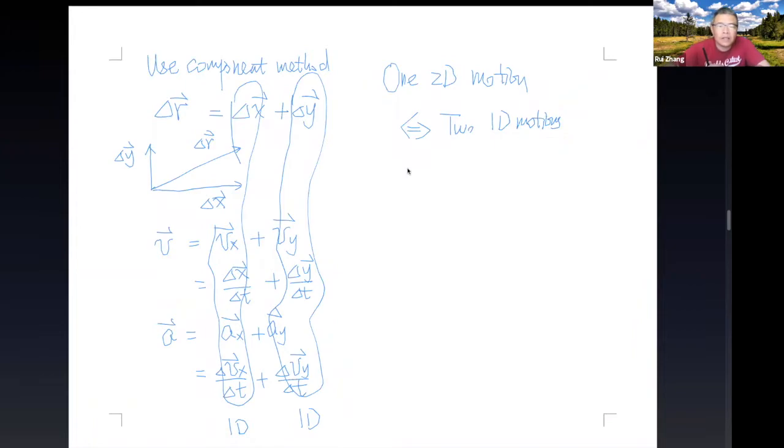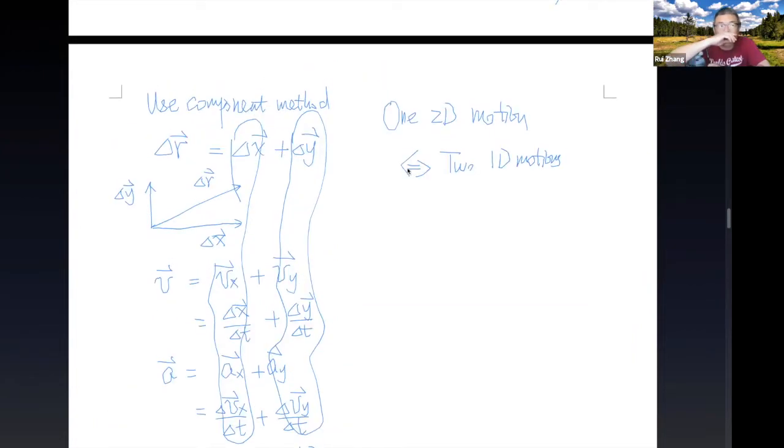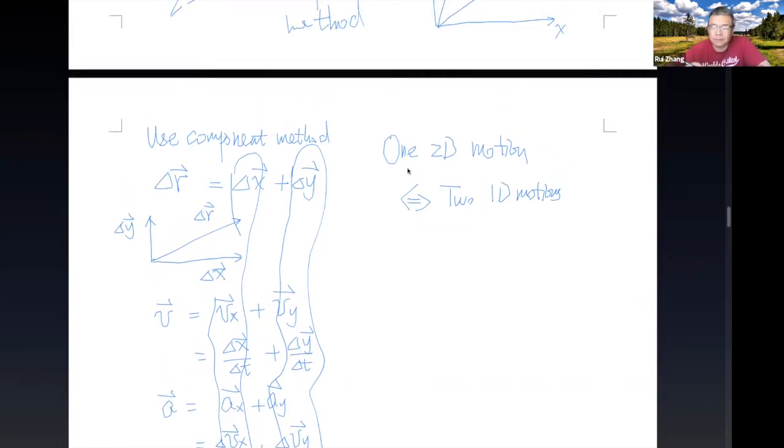Okay, so with this kind of idea in mind, let's talk about some specific kind of 2D motion. Actually, we'll start from a very simple 2D motion, but it's also a pretty interesting one. It's called projectile motion. So we'll stay with this. This is kind of like our example 2D motion.